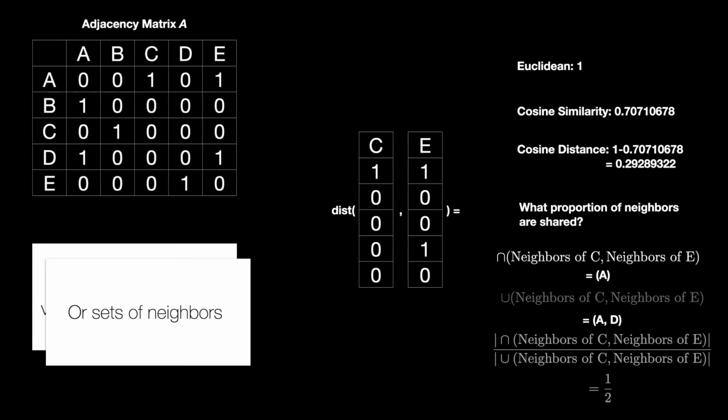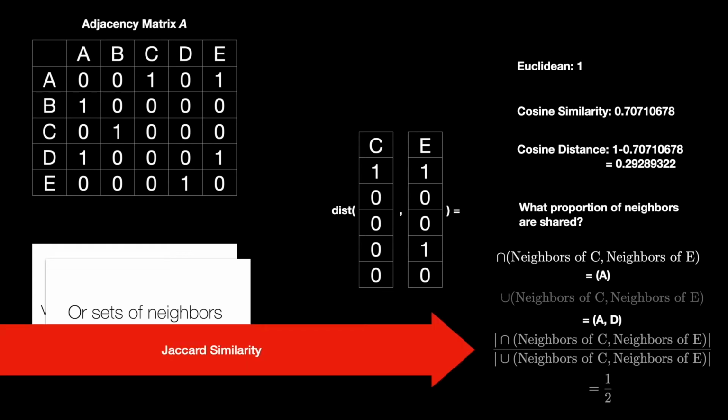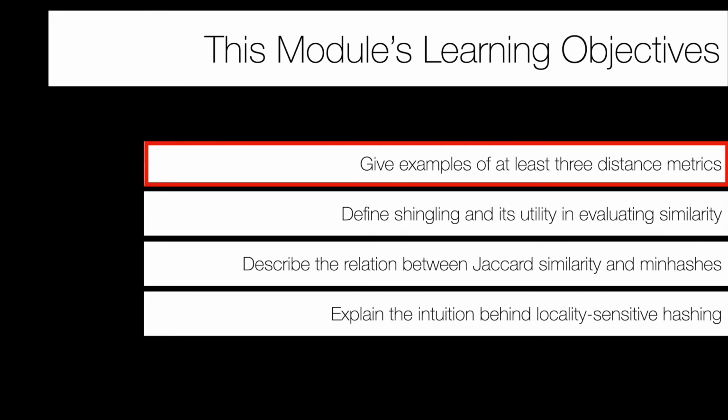So we have a new similarity metric called Jaccard similarity, which is exactly this: the proportion of neighbors that are shared between two nodes in the graph, or any two sets of objects. So those are a number of different distance metrics you can use: Euclidean distance, Hamming distance, Jaccard similarity, cosine similarity, and the book has a number of other ones as well.